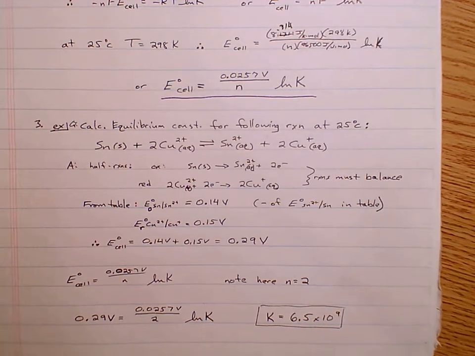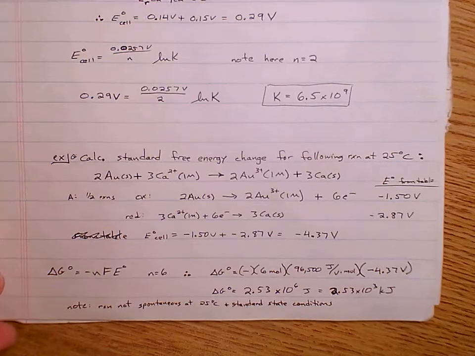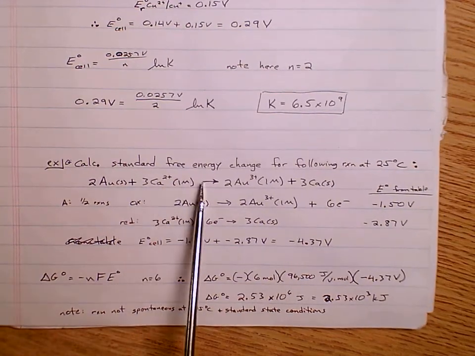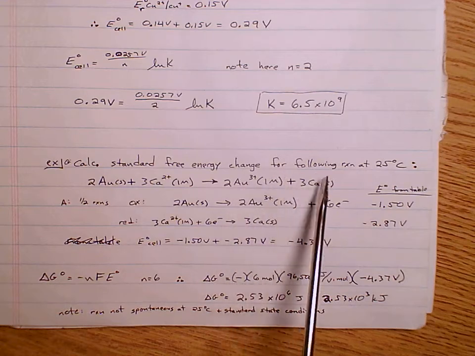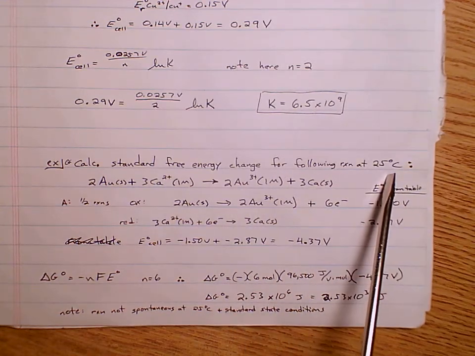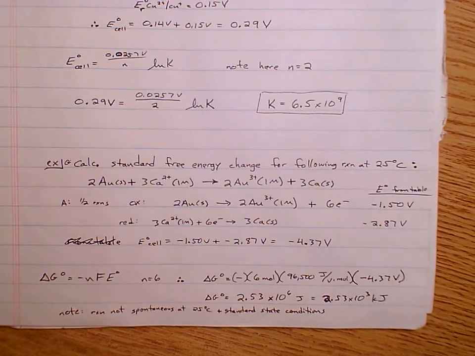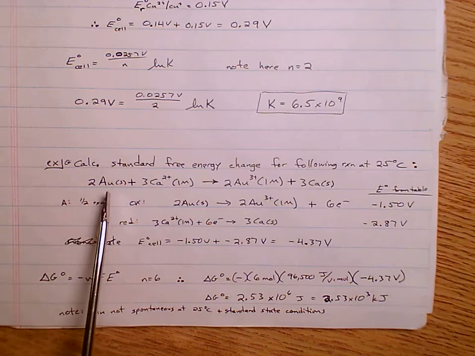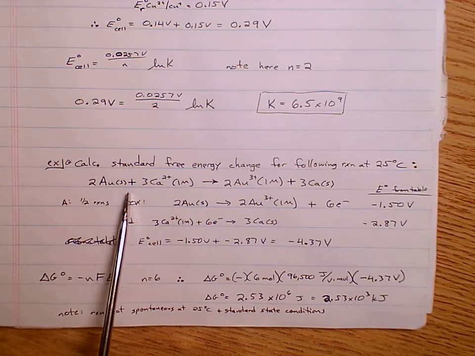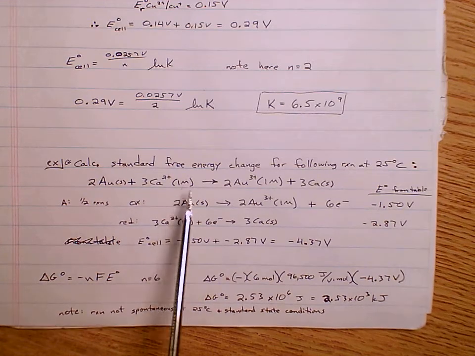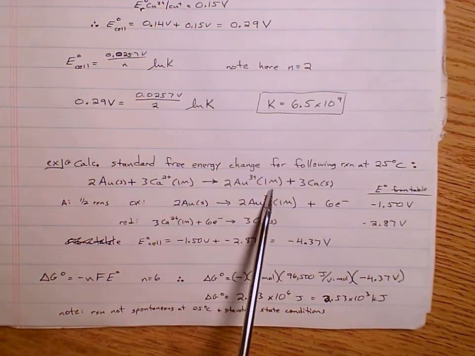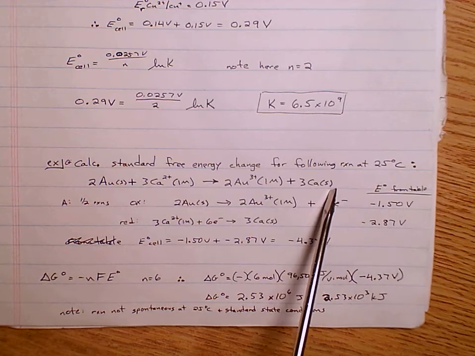All right, so let's do another example. Here's a nice one. Calculate the standard free energy change, delta G naught, for the following reaction at 25 degrees Celsius. Of course, 25 degrees Celsius, standard conditions you need for the standard free energy change. All right, here's the reaction. 2Au solid plus 3Ca2+ at 1 molar concentrations, standard conditions, goes to 2Au3+ 1 molar plus 3 calcium solids.